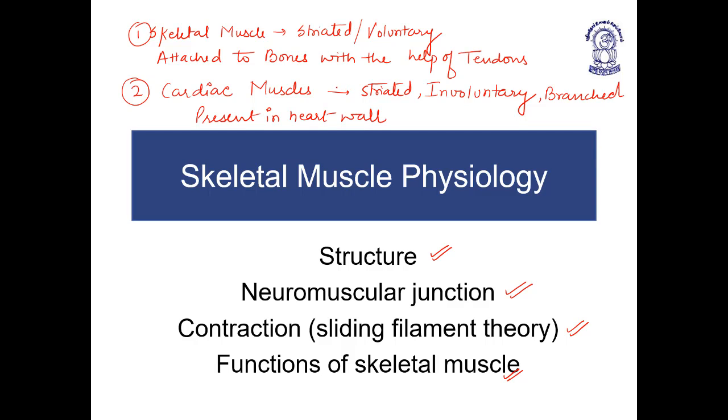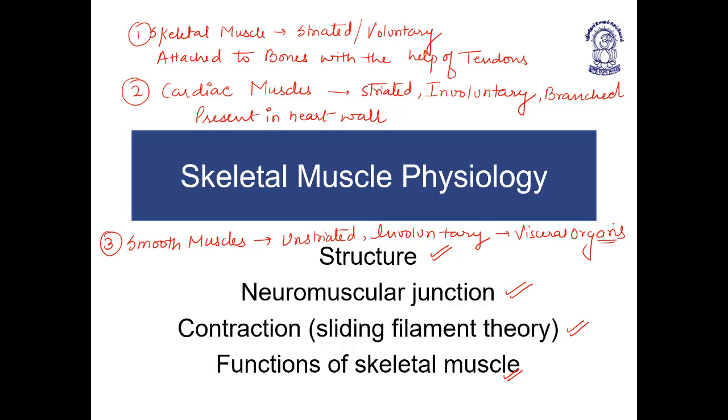The third category is smooth muscles, which are unstriated, or involuntary in function, and they are present in visceral organs. So out of these three categories, we are starting with the skeletal muscles today.